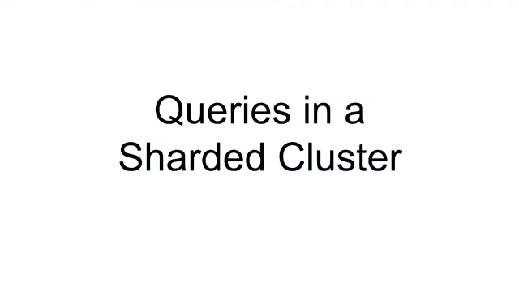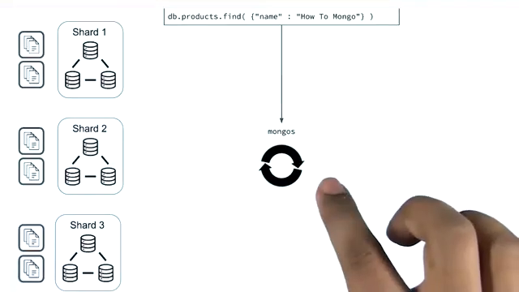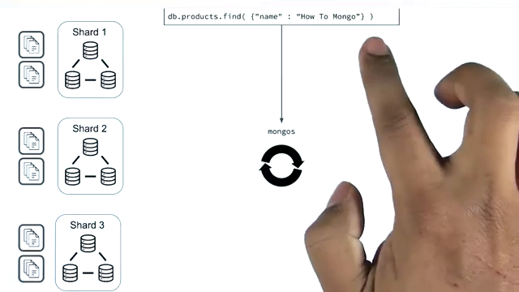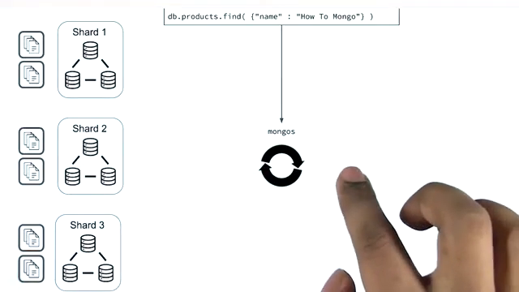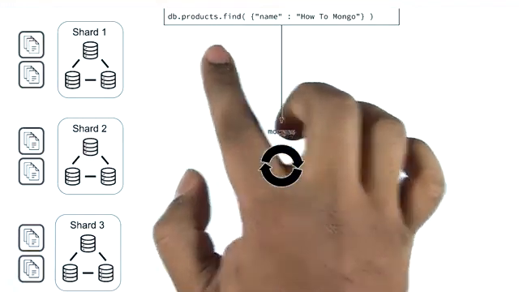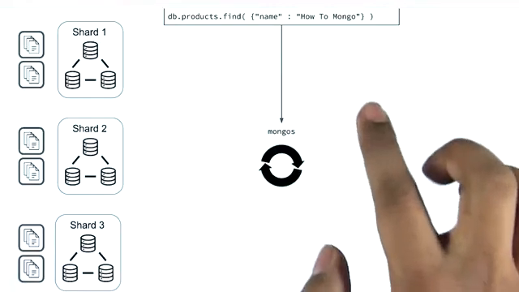In this lesson, we're going to talk about how the MongoS router does the job of routing queries across your sharded cluster. So the MongoS is the principal interface point for your client applications. All queries must be directed to the MongoS. So here we have a find operation against the products collection, looking for this document where the name is how to Mongo.